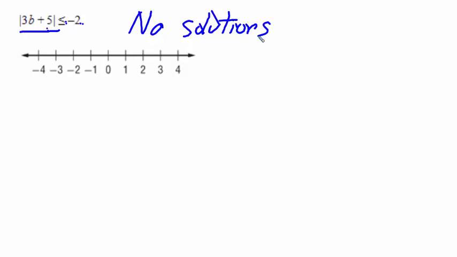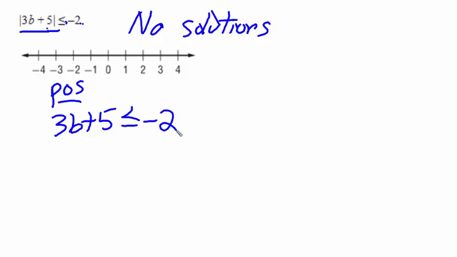Now, if you don't catch that and you start doing the problem anyway, that's fine. You can still get the right answer. And a lot of people miss that and proceed with the problem. That's fine. You'd have to write your positive branch. 3b plus 5 is less than or equal to -2.